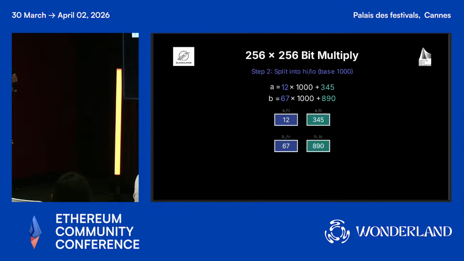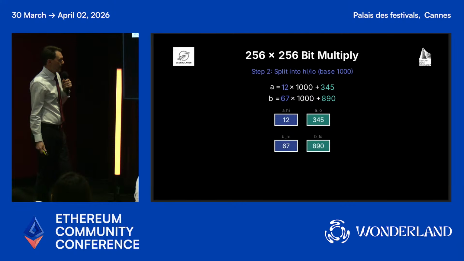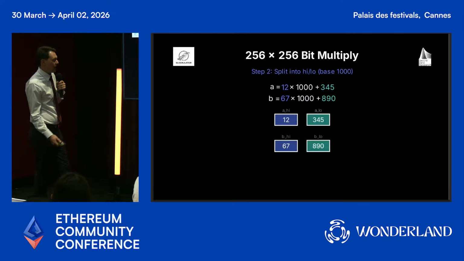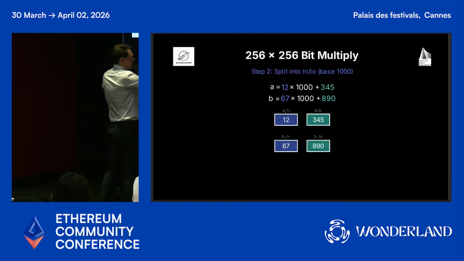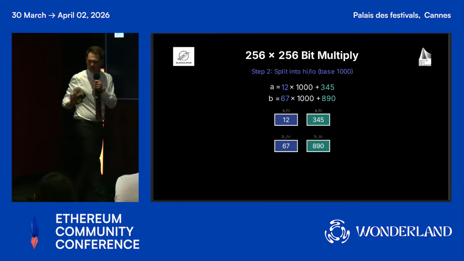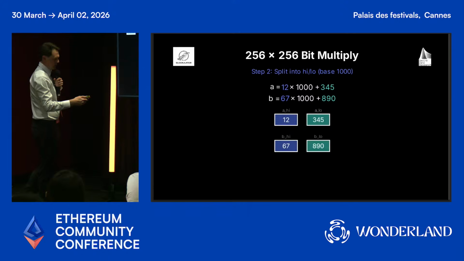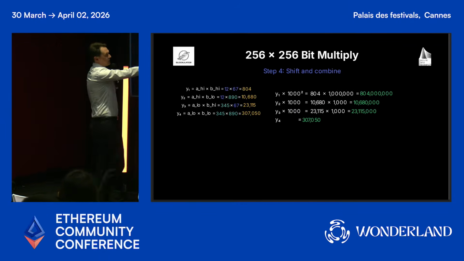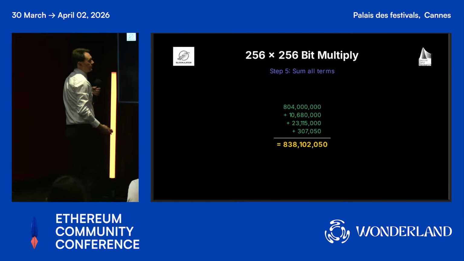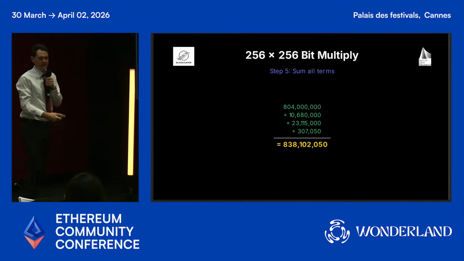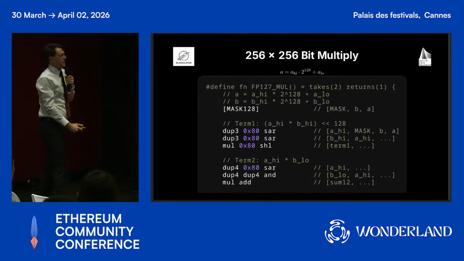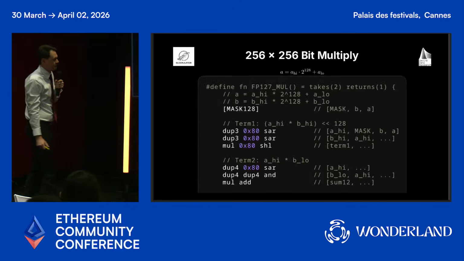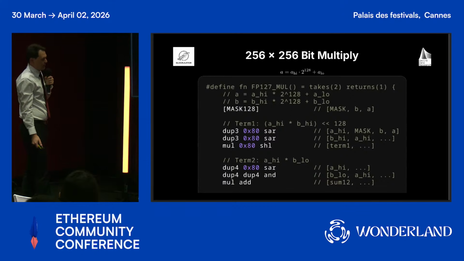So how does our 256 by 256-bit multiply work? We cut the number into two pieces, a high and a low part. These are using extra small numbers, 12,345 and 67,890, so that it's easy to see what's going on. We're going to use a scale of 1,000. You cut them into pieces, you multiply them together, you reintroduce the scale, and then you sum them up, and that's the answer. You can check it. And this is what it looks like in Huff. At least this is the first part.